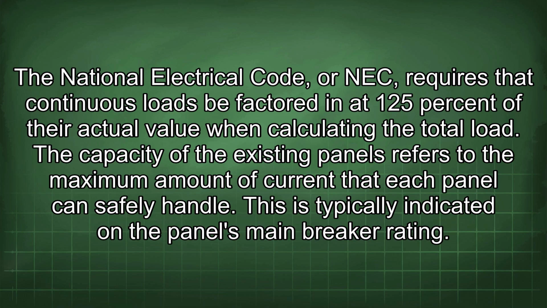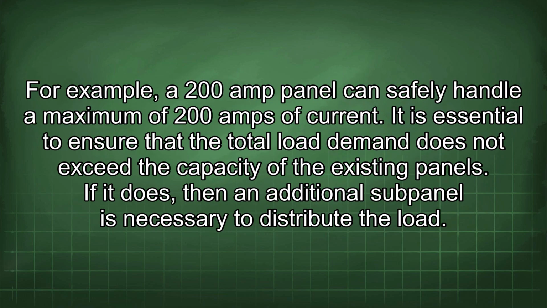The National Electrical Code, or NEC, requires that continuous loads be factored in at 125% of their actual value when calculating the total load. The capacity of the existing panels refers to the maximum amount of current that each panel can safely handle. This is typically indicated on the panel's main breaker rating. For example, a 200 amp panel can safely handle a maximum of 200 amps of current. It is essential to ensure that the total load demand does not exceed the capacity of the existing panels. If it does, then an additional subpanel is necessary to distribute the load.